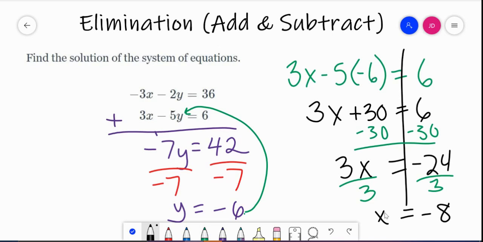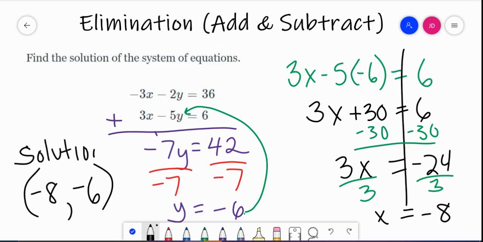So I found my two variables, my x and my y. So my answer, again, would be a set of coordinates, because if you were going to solve this graphically, this would pop up. It would show you where they intersect. So negative 8, negative 6 would be my solution. So make sure at the end you write your coordinates.